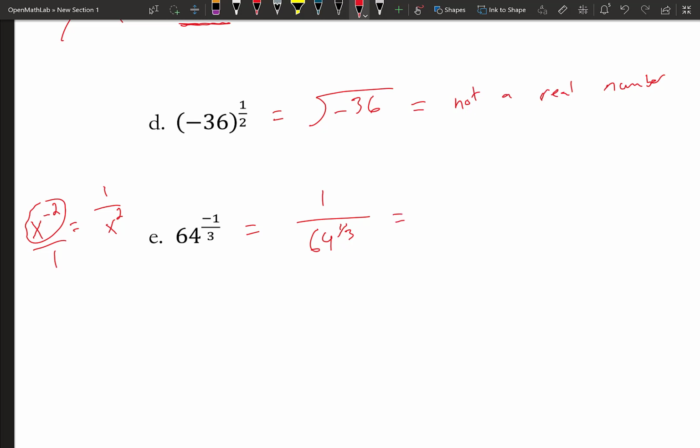So then this is equal to 1 divided by the cube root of 64, right? And that's just using the definition that we talked about above, because that's to the 1/3 power, so that tells me it's a third root. So the third root of 64 is 4, right? So 4 cubed is 64. So this would be 1 divided by 4, or 1/4.